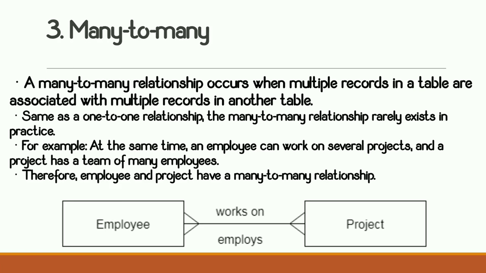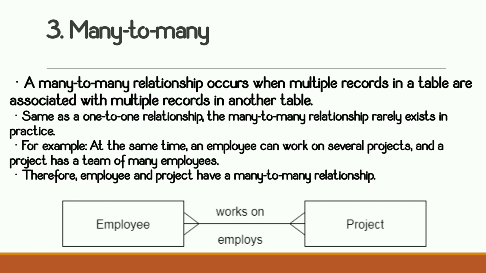Next is many to many. A many-to-many relationship occurs when multiple records in a table are associated with multiple records in another table. So if two tables are there and in both of the tables many records are related to many records of the other table, then we call it a many-to-many relationship. Same as the one-to-one relationship, the many-to-many relationship rarely exists in practice. So as I said, one to one is very rarely used, similarly many to many is also rarely used.